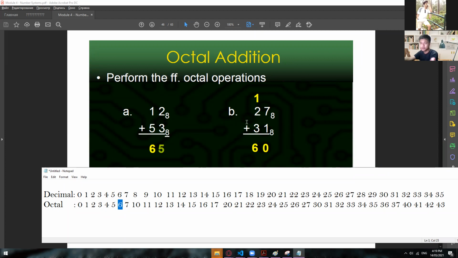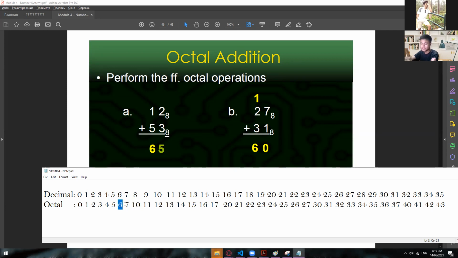But in here, in letter B, 7 plus 1 is 8 in decimal. But in octal, it's already 10. That is the reason why we have carry 1 in here and then bring down, or we have 0 in here. Okay. So 7 plus 1 is not 8, but it's already 10. Okay. And then 3 plus 2 plus 1 is 6. So in decimal, it's the same with octal.